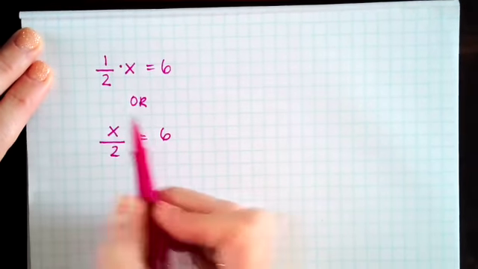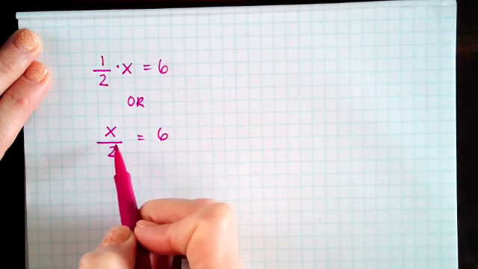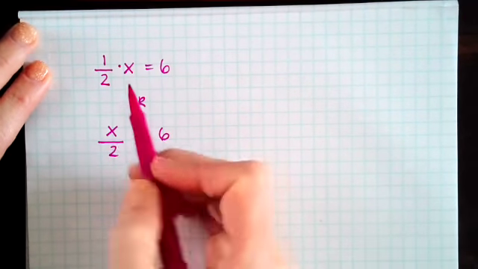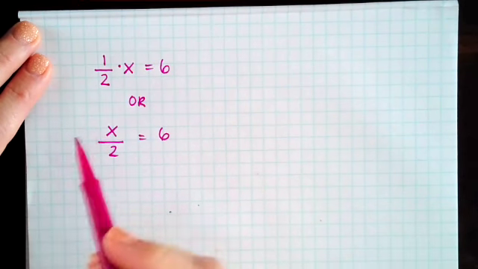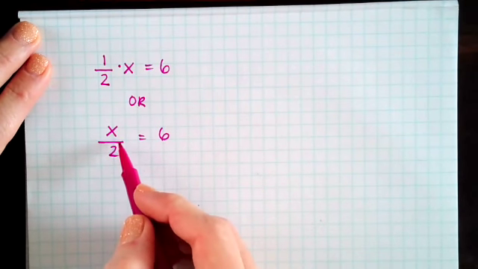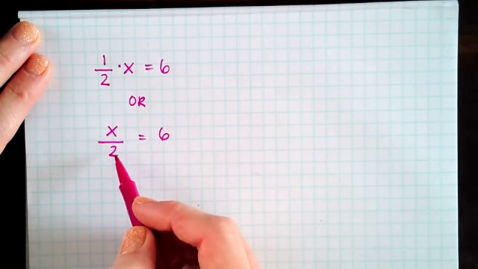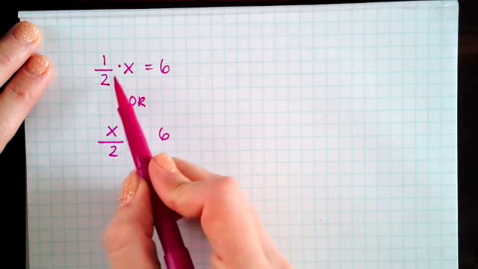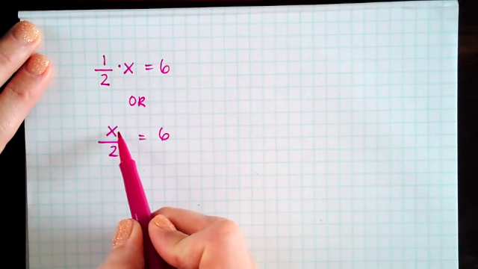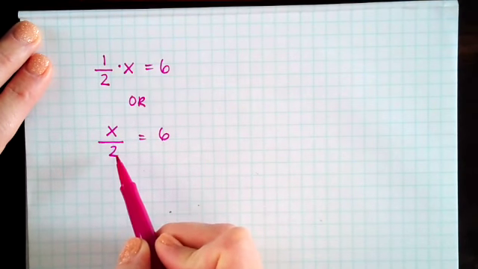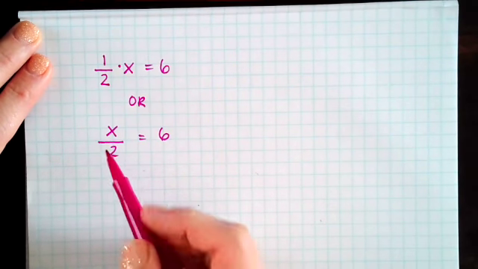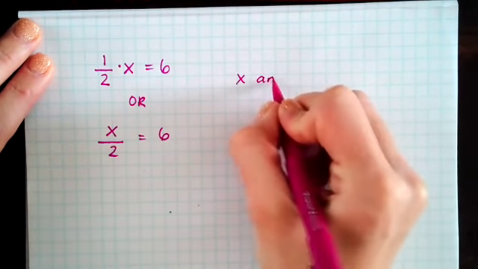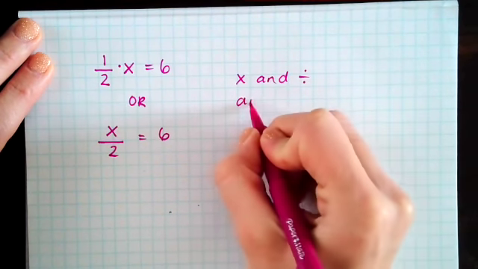Now remember, earlier I told you this fraction bar means division. So 1/2 times a value is the same thing as that value divided by 2. That's really important to understand. 1/2 times a value is the same as taking that value and dividing it by 2. So let's think back to earlier. We know that multiplication and division are inverse.